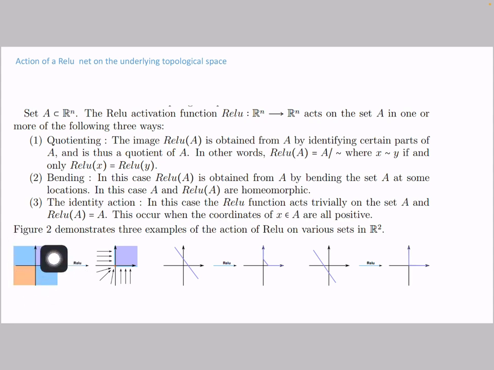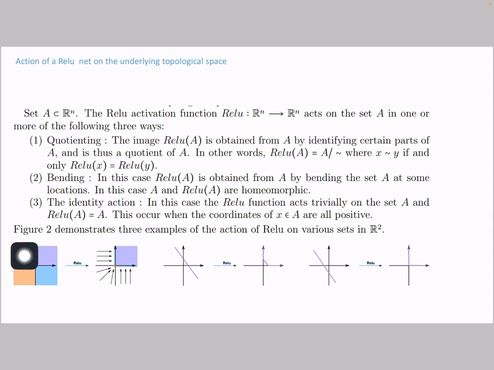So this A here is in R2. What the ReLU activation function is going to do here is leave all those points in the first quadrant without touching them. It's not going to move them. It's going to act on them by the identity, basically.